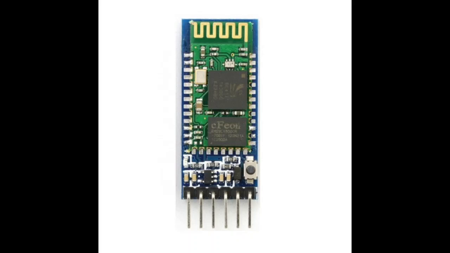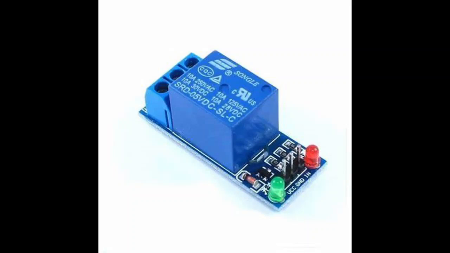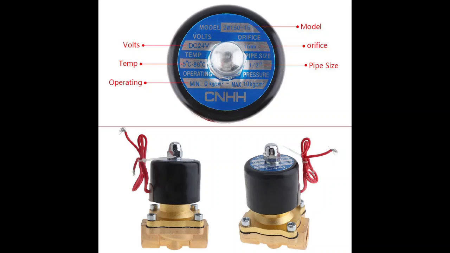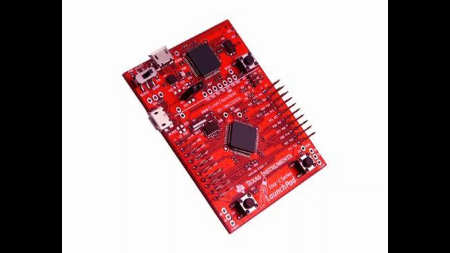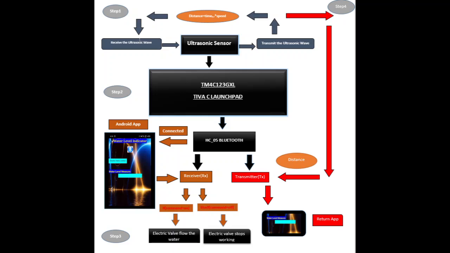Components and block diagrams. We have an HC05 Bluetooth to transmit the signals, and we have a 5-volt relay that we connect our valve to, to turn it on and off. This is our 220-volt valve, connected directly to 220 AC. This is the ultrasonic sensor HC-SR04 with echo and ground. This is the TIVA TM4C123GH6PM.